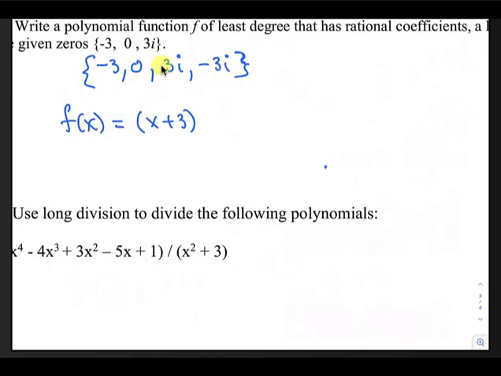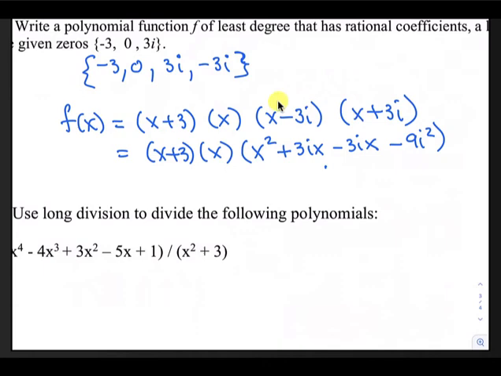Going from there, we can begin writing our factors. Since negative 3 is a 0, then f of x is going to equal x plus 3. So x plus 3 is one of the factors. Since 0 is a 0, then just x is going to be a factor. Since 3i is a 0, then x minus 3i is a factor. And since negative 3i is a 0, then x plus 3i is a factor. Now we have to make sure that it's written with all rational coefficients. That means we have to multiply these two imaginary roots together to get rid of the i's.